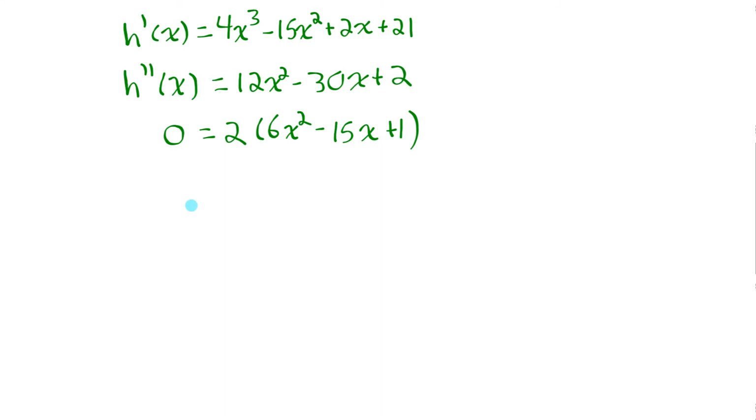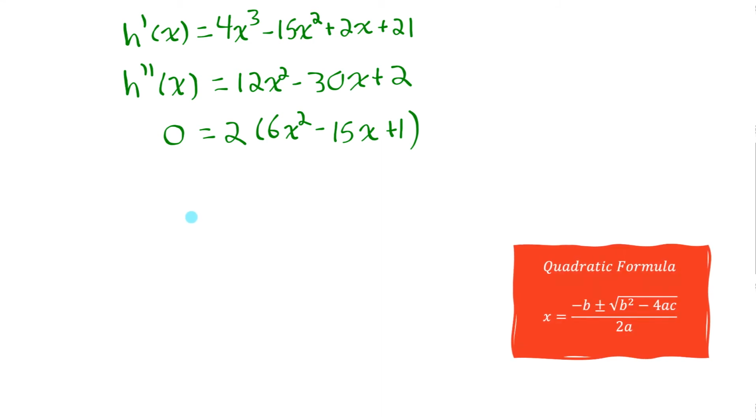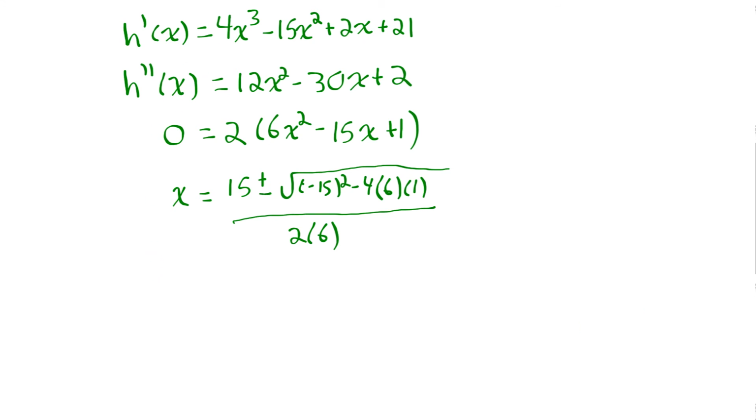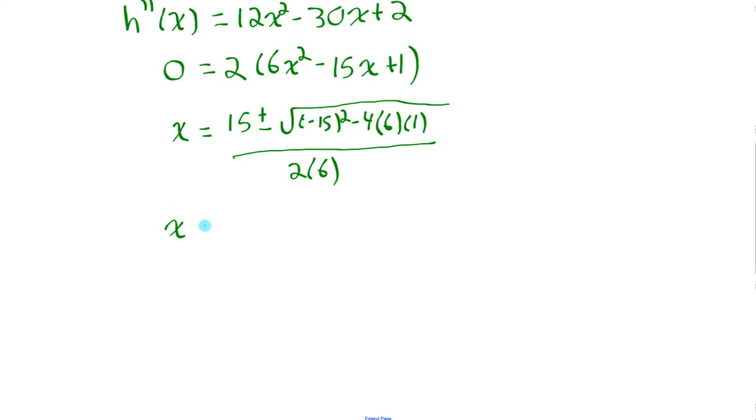So I would have to use the quadratic formula to find the numbers that would make that quadratic 0. From the quadratic formula, I get x equals negative negative 15, so 15, plus or minus the square root of negative 15 squared minus 4 times 6 times 1, all over 2 times the a value, so 2 times 6. Keep in mind, this is the quadratic formula that is going to figure out when that is 0. If I simplify underneath the square root, negative 15 squared is 225, 225 minus 24 is 201, so I've got the square root of 201, and this is all over 12.